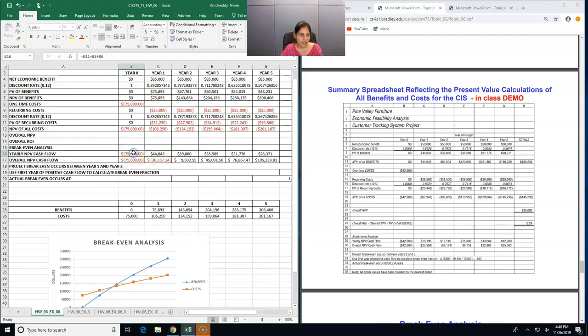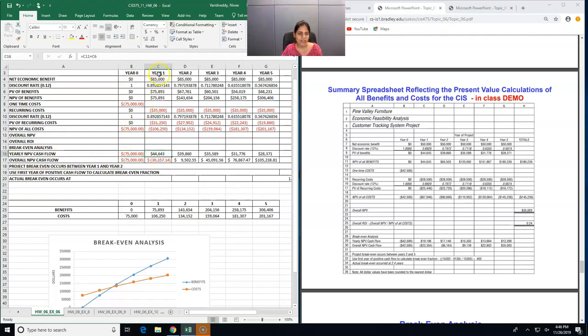So for year 0, we have to consider even the one-time cost during the calculation of this yearly NPV cash flow. For this we have B11 plus B8 plus B6. B11 is your PV of recurring costs, B8 is the one-time cost, and B6 is the PV of benefits. So we add these three values, that is PV of benefits, PV of cost, and your one-time cost, in case of year 0 to obtain your yearly NPV cash flow.